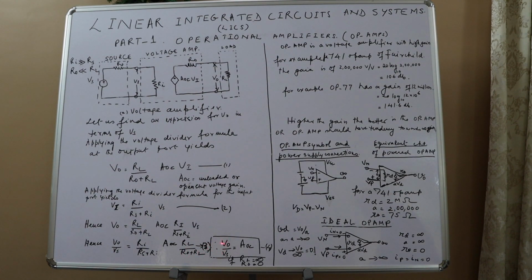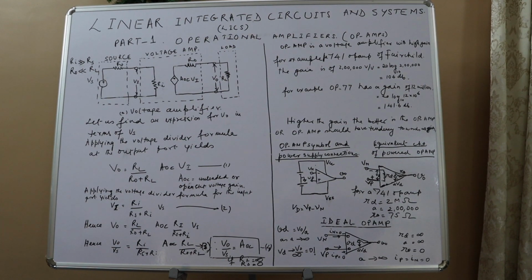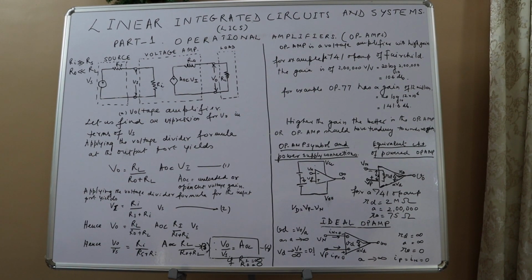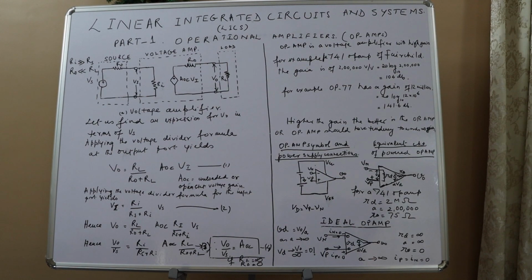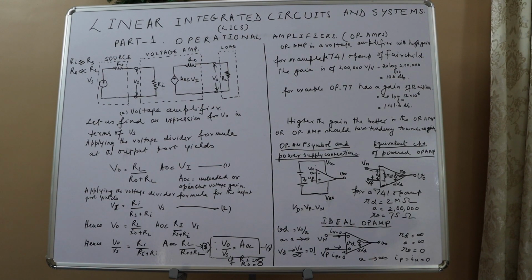Therefore, we see that V0 upon Vs is equal to AOC when RL is equal to infinity and R0 is equal to 0. Now, Rs and R0 load the input and the output. If the loading is to be eliminated in the voltage amplifier altogether, then we must have V0 upon Vs equal to AOC. That is, making Ri equal to infinity and R0 equal to 0.